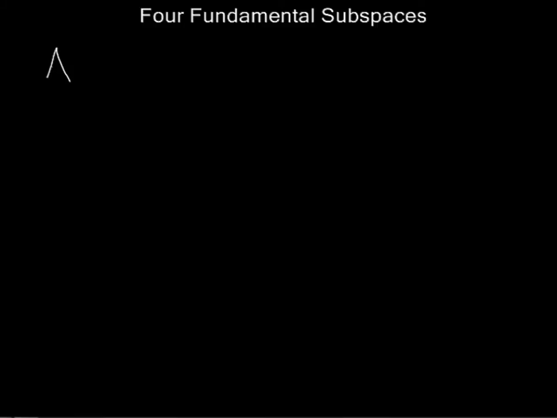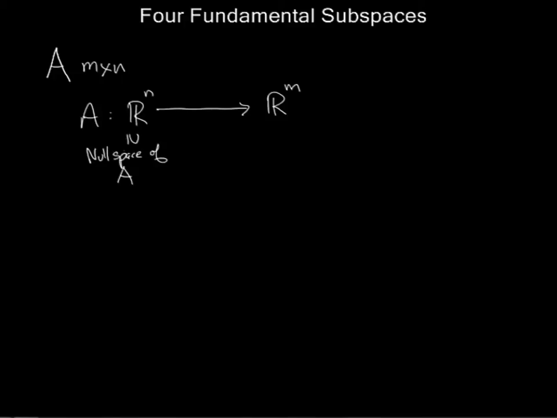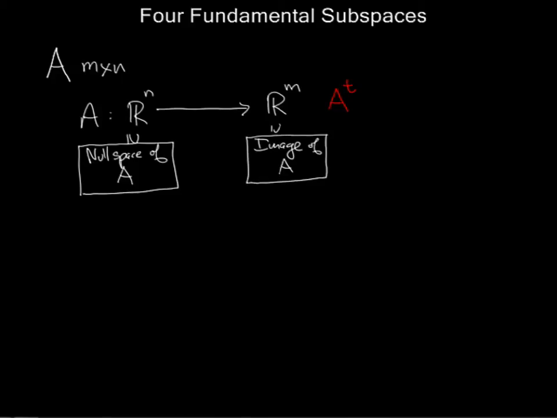We're going to talk some more about the four fundamental subspaces, which I started talking about last time. So we have an m by n matrix A, which is a map from R^n to R^m. And the null space of A is a natural subspace of R^n. And the image of A is a natural subspace of R^m. So those are two very natural subspaces associated with A.